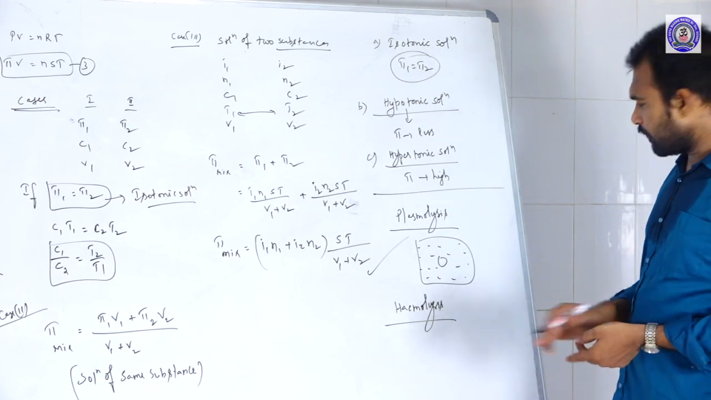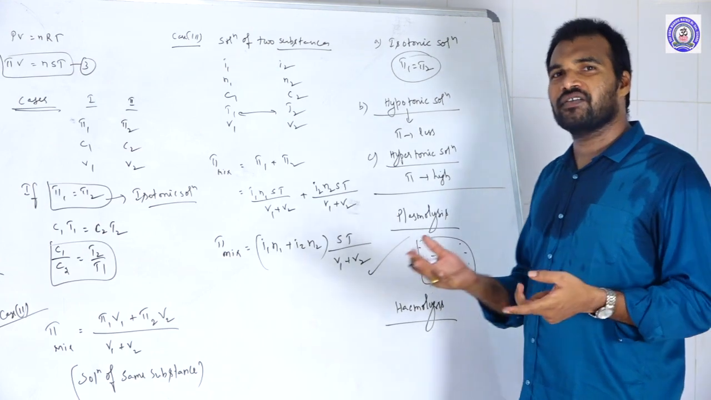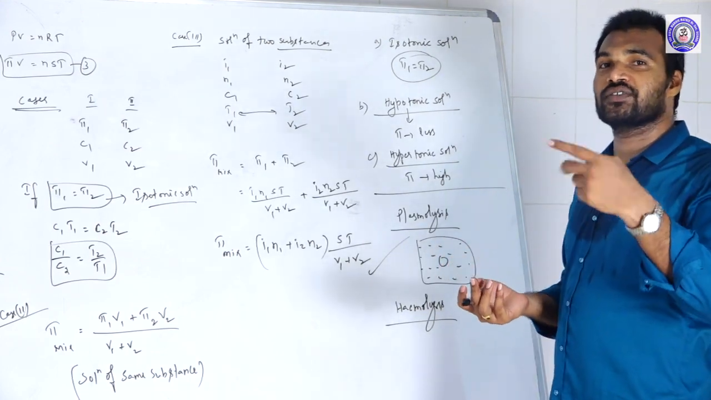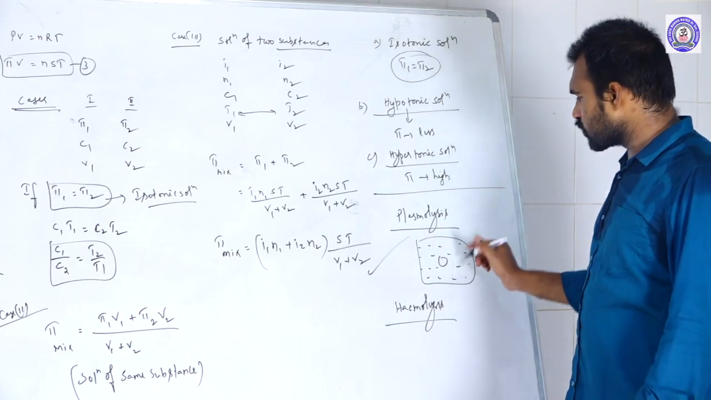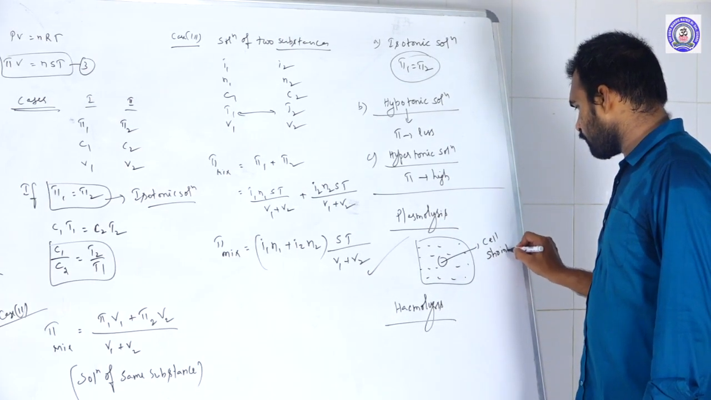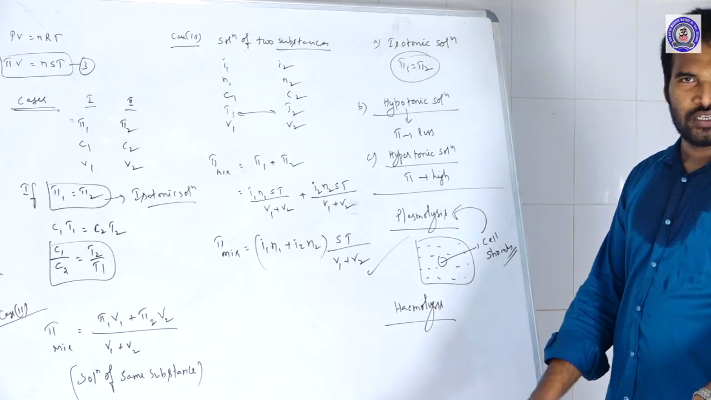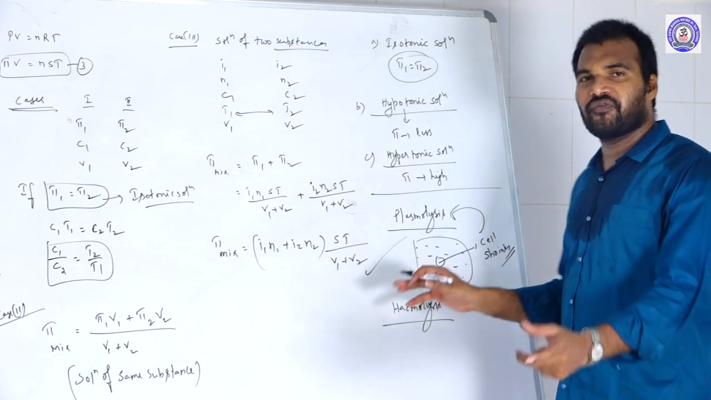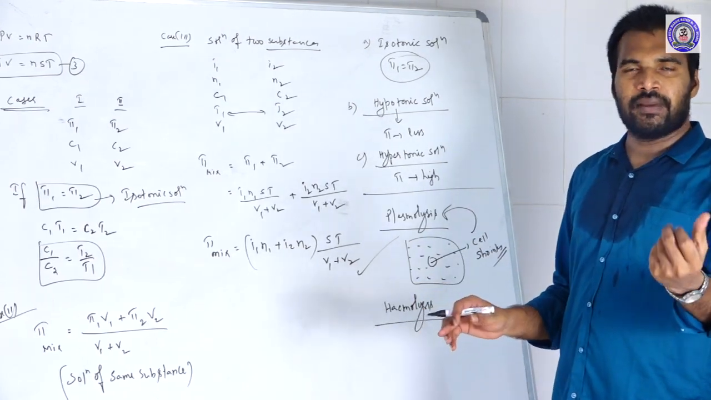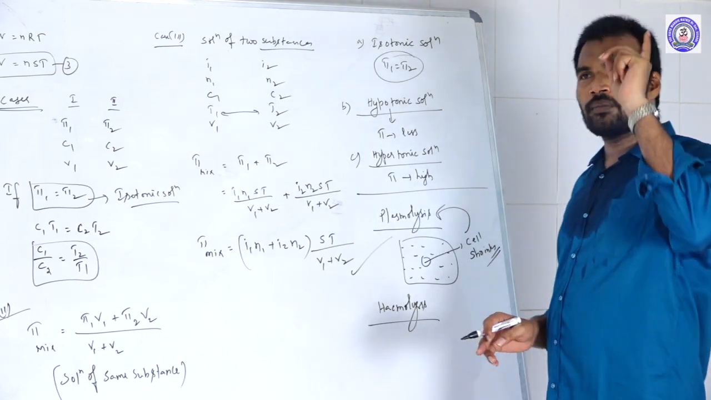tell me what will happen. Outside is higher concentrated, inside is lesser concentration. With this, exosmosis or endosmosis? Exosmosis takes place, so the cell shrinks, and this is what we call plasmolysis. Plasmolysis is nothing but the phenomenon of shrinking the cell by keeping a cell within hypertonic solution.